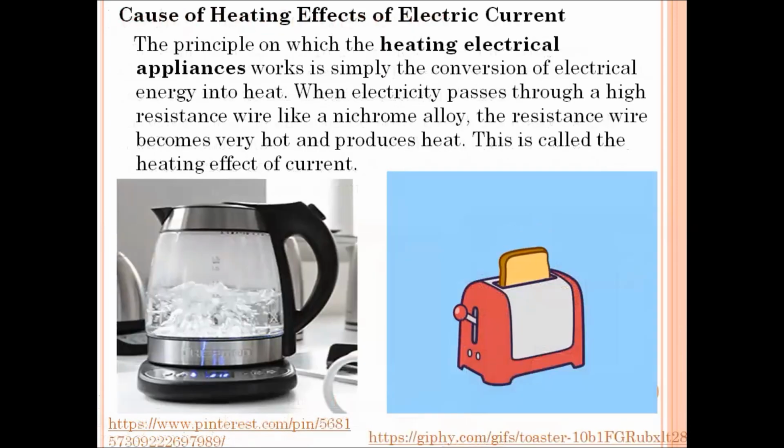The principle on which the heating electrical appliances work is simply the conversion of electrical energy into heat. When electricity passes through a high resistance wire, like a nichrome alloy, the resistance wire becomes very hot and produces heat.